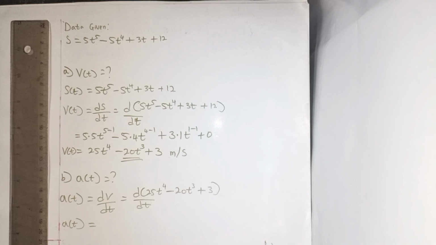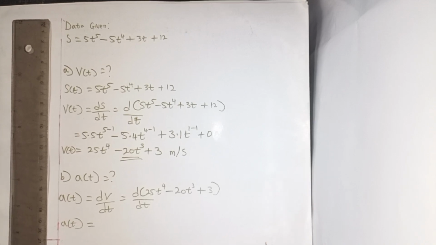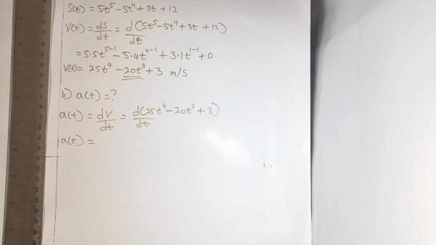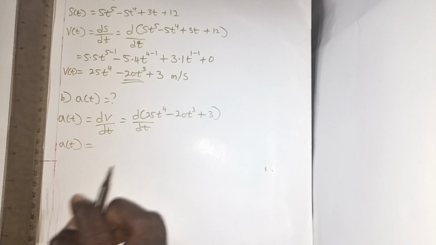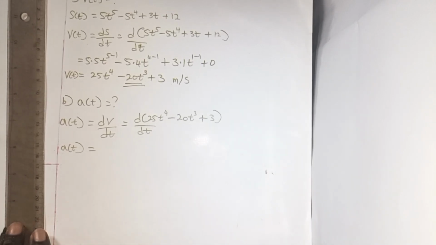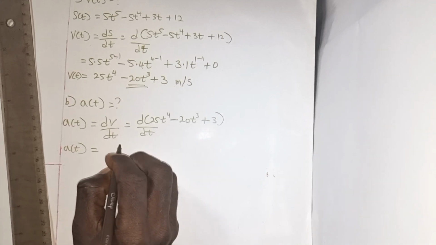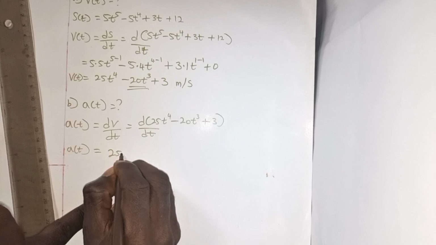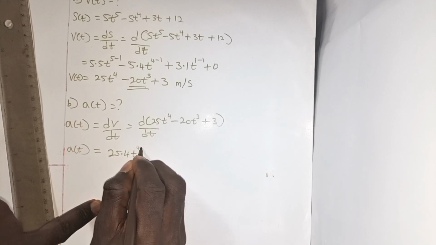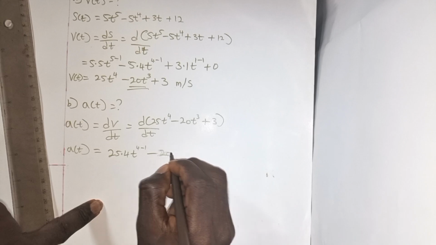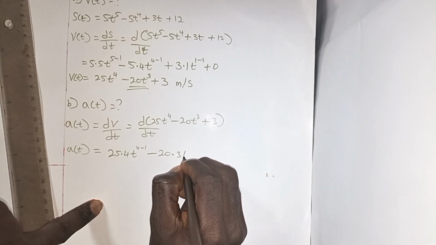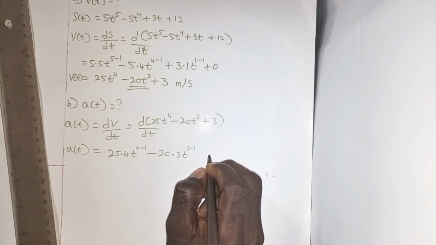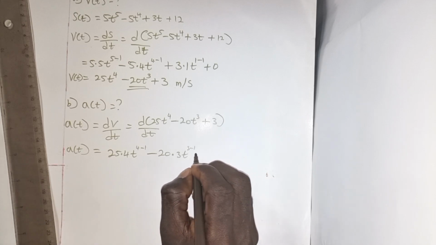So let me shift so we can all see this clearly. I think this is okay now. So now we continue solving our problem. Let's differentiate with respect to time as well. So 25 times 4 t power 4 minus 1, minus 20 times 3 t power 3 minus 1. And once again, this 3 is standing alone. This 3 is a constant, so it will be 0.